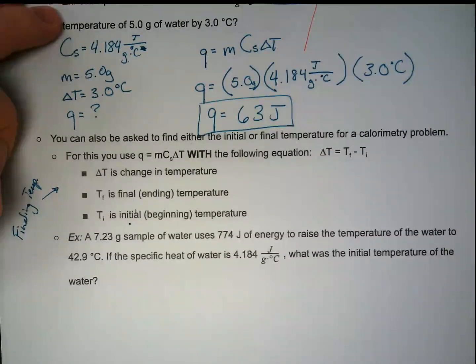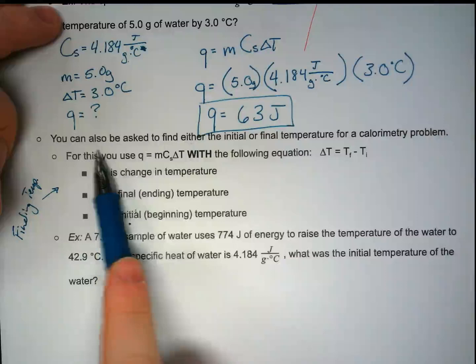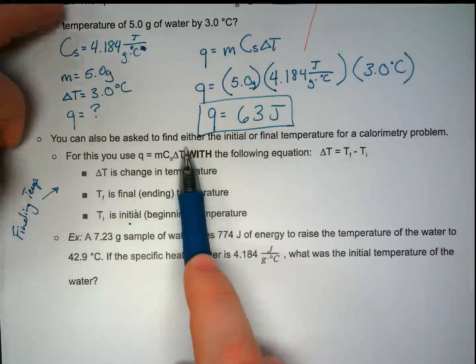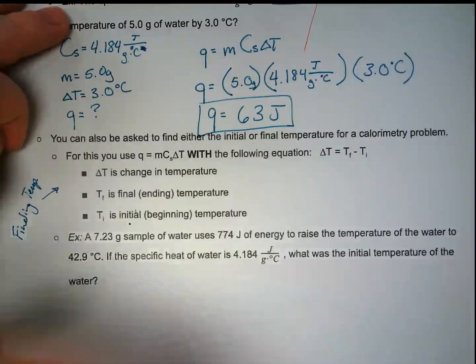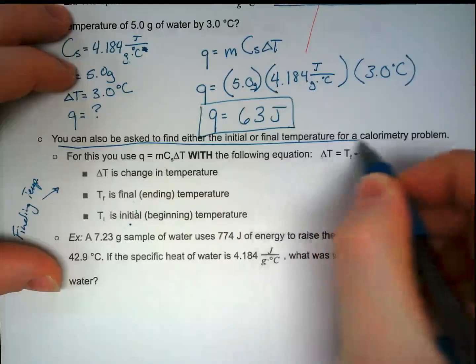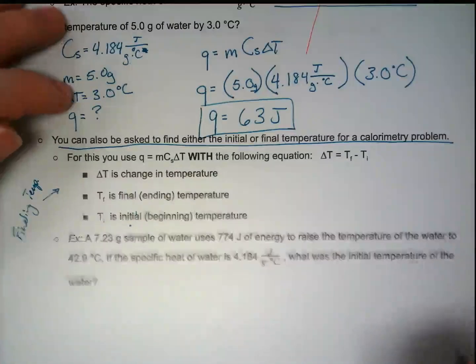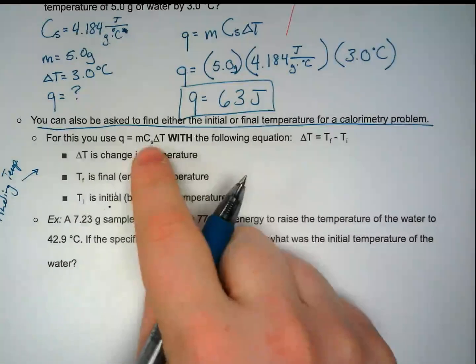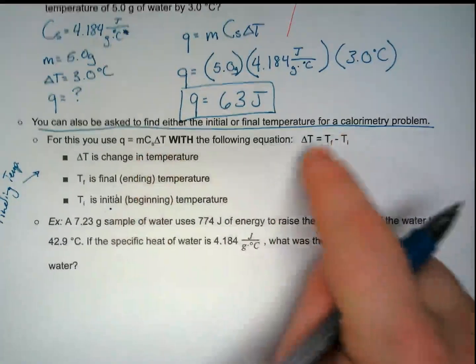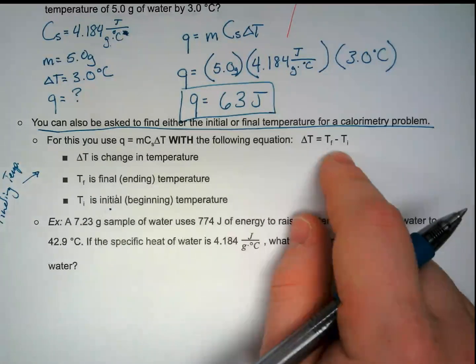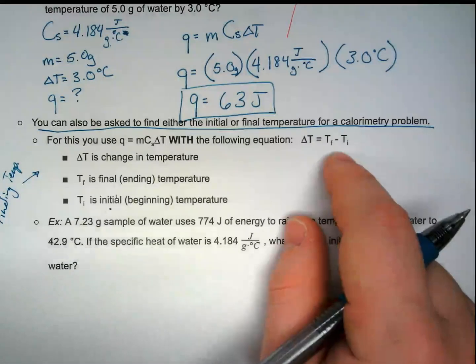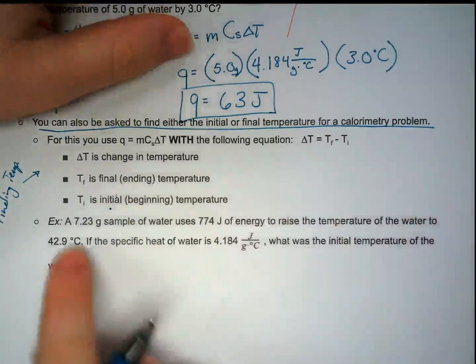It says here you can also be asked to find either the initial or final temperature for a calorimetry problem. So you can underline that too, this is what this problem is for. Again, we're going to use the heat equation in order to find either the change in temperature, the final temperature, or the initial temperature. Okay, so let's take a look at a problem.